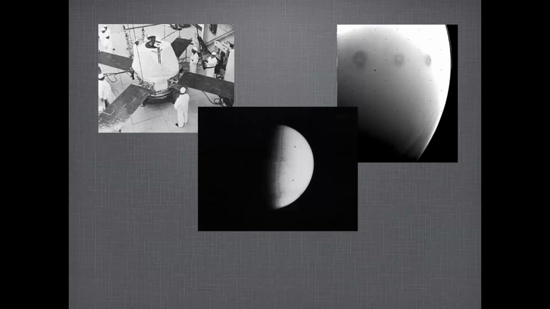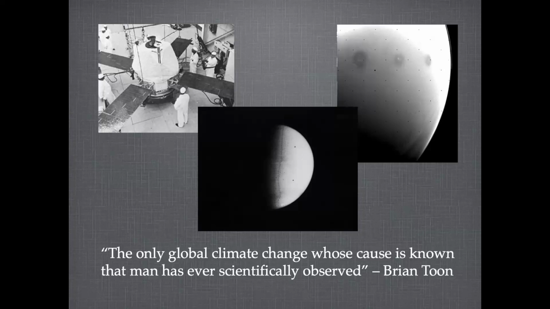It's like a natural experiment because there's this stuff in the atmosphere all around the planet reflecting back sunlight, and they have an instrument that can measure the temperature of the surface. And so they do. And they find that as the dust storm abates, the surface warms up. They're seeing climate change. In fact, as Brian Toon puts it really brilliantly, the only global climate change whose cause is known that man has ever scientifically observed.